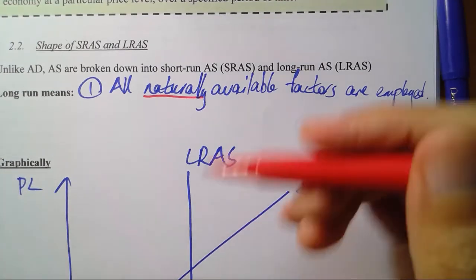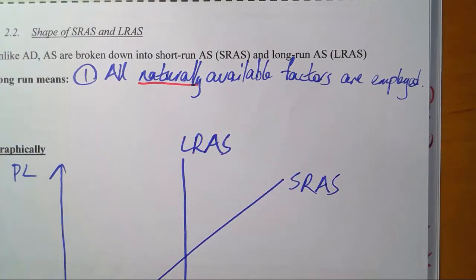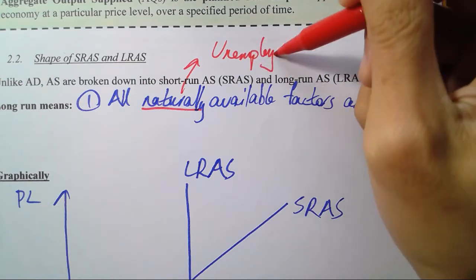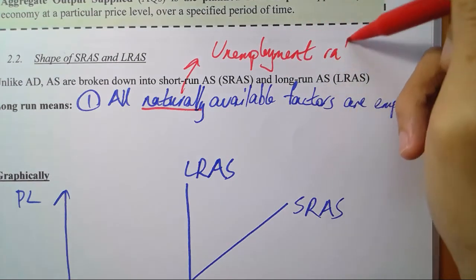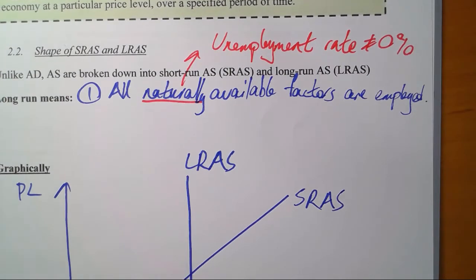Now, therefore, what does that mean? At long run, here, long run AS, unemployment, you cannot say unemployment rate is zero. There is still unemployment, okay? It's just that naturally, all available resources, naturally available, are being employed, right? Now, what does that mean by natural employment, right? Now, we are not going to talk about that because it is out of syllabus, okay? Now, but physically, think about it.